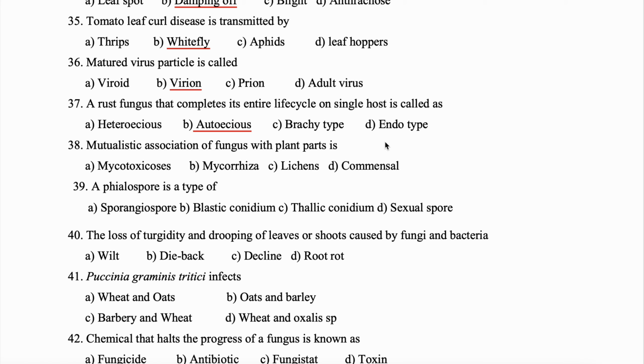So we have seen one more question of autoecious which are not having any alternate host. Which was that? That is coffee rust. So if we talk about heteroecious, one very common example of heteroecious rust is what? Black stem rust of wheat.